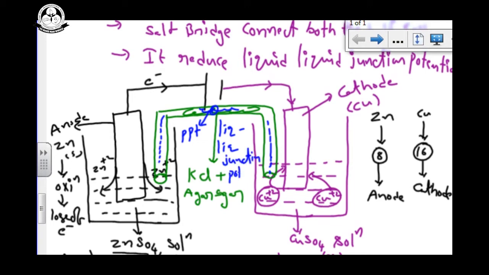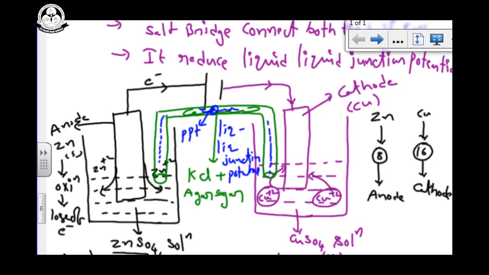Junction potential. Both meet at a point. What happens? The cell will be dead. Why? Because there is a precipitate formed. If a precipitate forms, there is no movement of ions, no migration of ions. What happens? The potential of the cell will decrease.